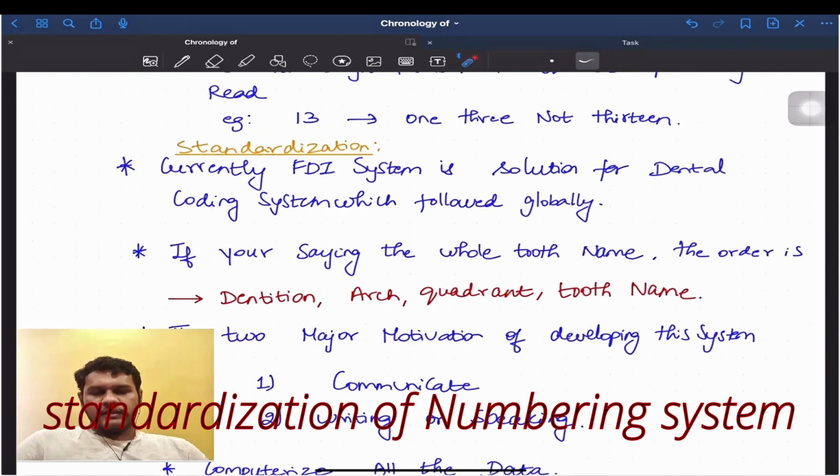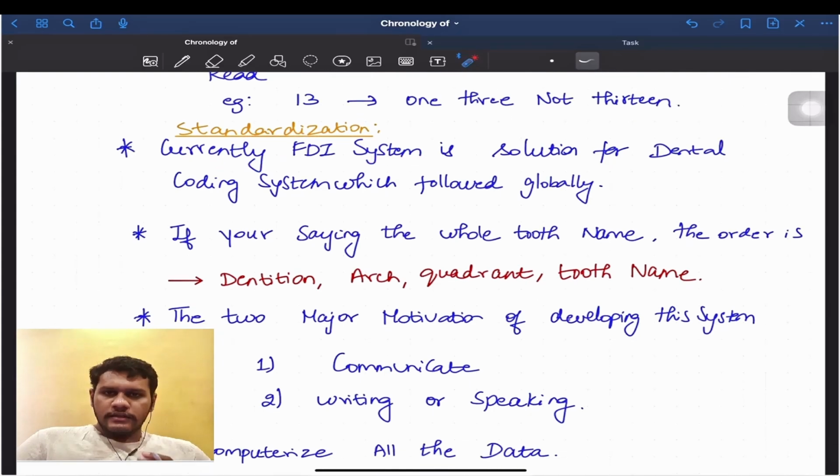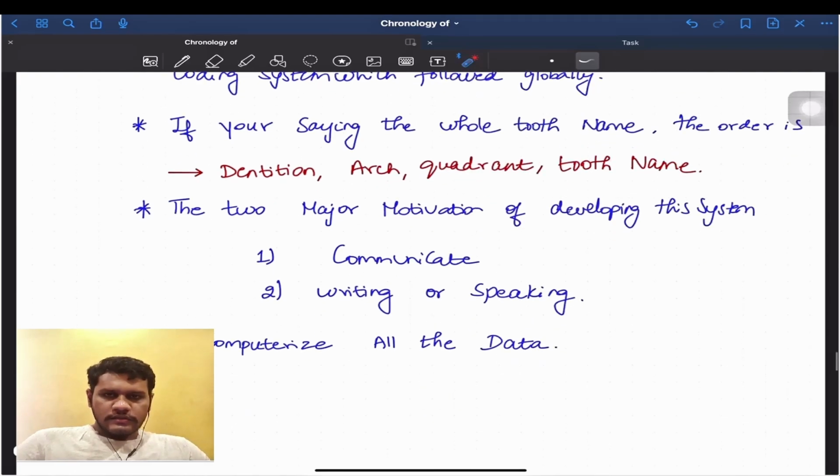I have said all about the three important systems. As I said, there are many numbering systems proposed by different authors. So they decided to get a standardization, that everyone should follow the same. Currently, the FDI system is the solution, a dental coding system which is followed globally. The universal system is followed in America. If you are saying the whole tooth, the order is, as I said already, first you mention the dentition, arch, quadrant and the tooth name. You should not change this order.